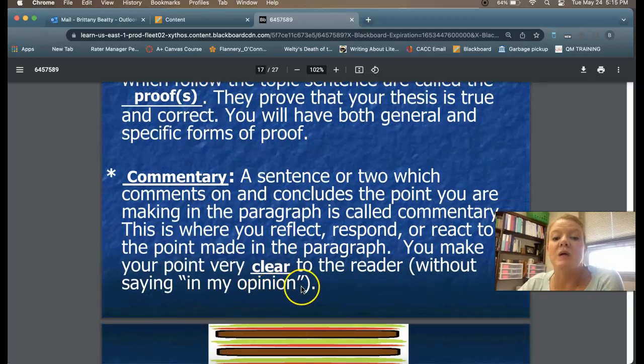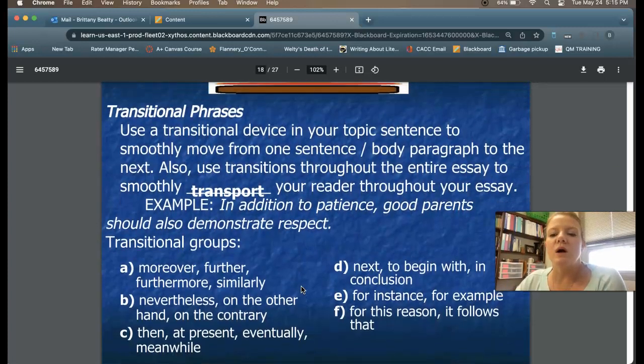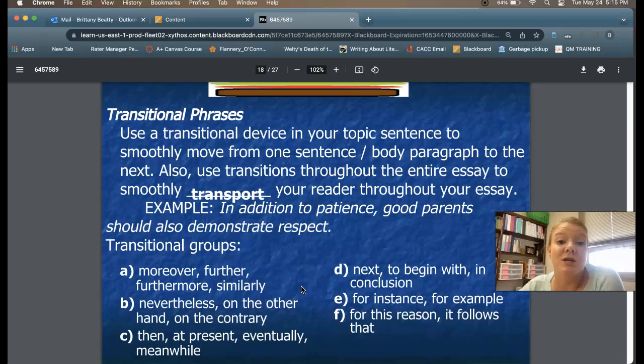Be sure you do not use the words, in my opinion. I know it's your opinion because you're writing the paper, so you want to eliminate that from your vocabulary when it comes to essay writing. You also want to be sure you're using transition words and phrases. You should have a transition between each paragraph, but you should also have a transition between ideas in your body paragraph. So between evidence and commentary, or between general evidence and specific evidence, you should see transition phrases.